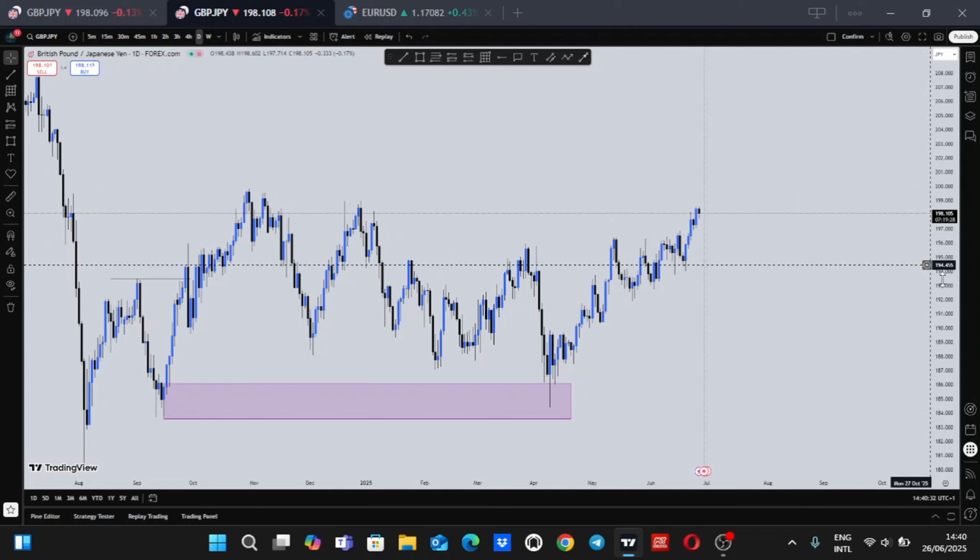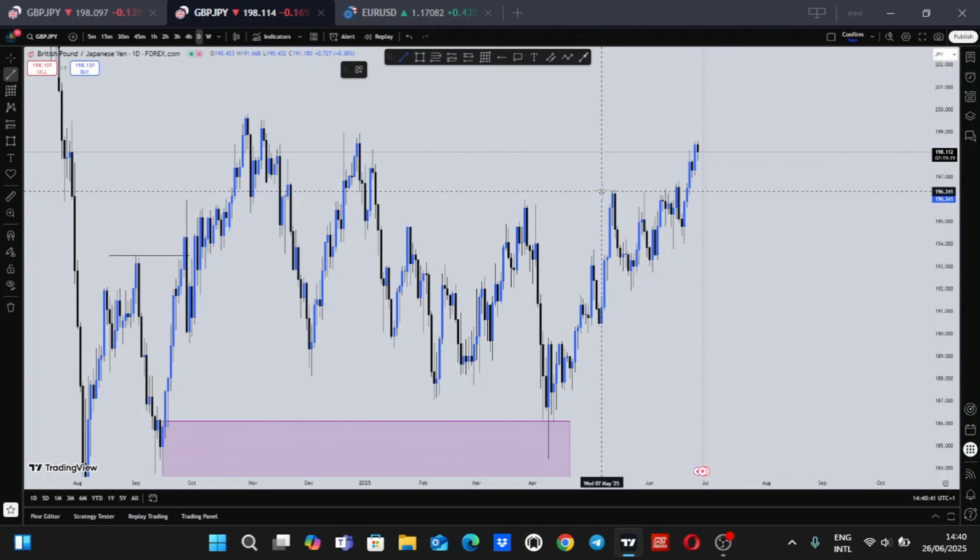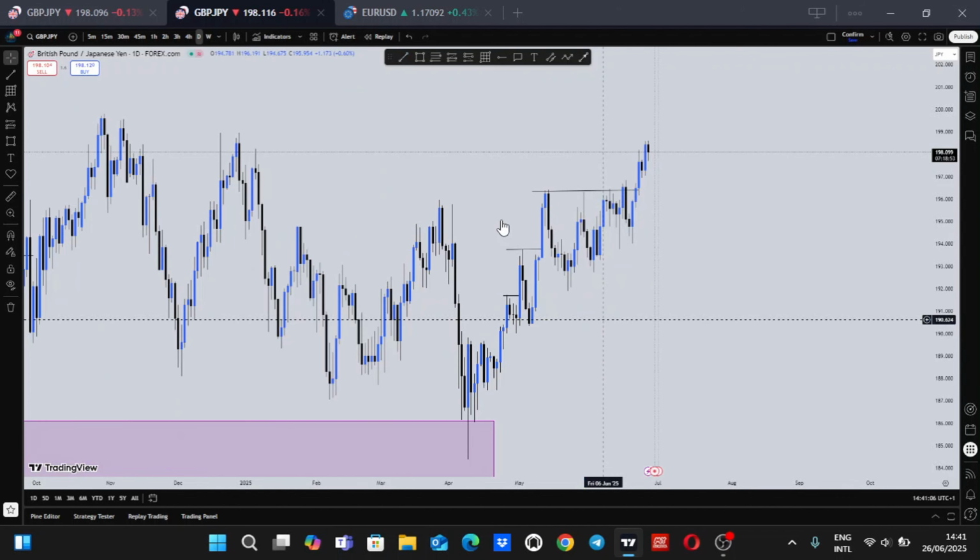Okay, so the most recent break of structure is here as well, to the upside. Here was also a break of structure. Here was also a break of structure. It does not look clear now in the daily time frame. Once we drop to a lower time frame now, everything will be very, very clear. Break of structure, break of structure.